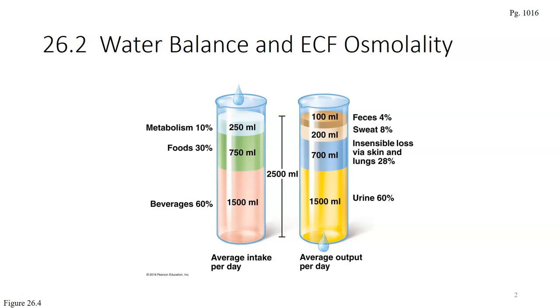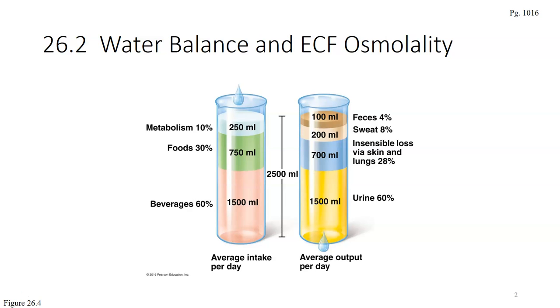Water intake must equal water output, and this is equivalent to approximately 2,500 milliliters per day. Most water is taken in by ingested foods and beverages, but also a small amount comes from a byproduct of metabolism. Metabolic water, the water of oxidation, is water produced by cellular metabolism. In terms of water output, 60% is accounted for by urine. You also have insensible water loss through skin and lungs, perspiration, and feces.